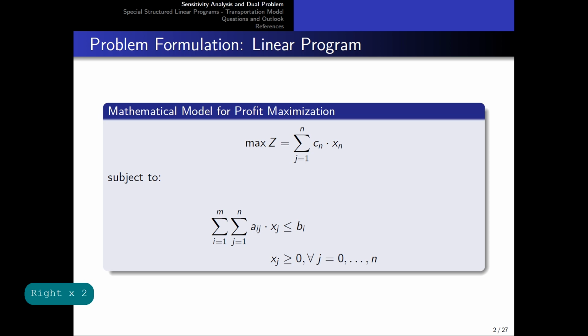Once again, we have here a mathematical model given for profit maximization. So we have given some decision variable here and some coefficient that gives us the profit of the problem, and then we have some constraints that give us the limitations of our problem.